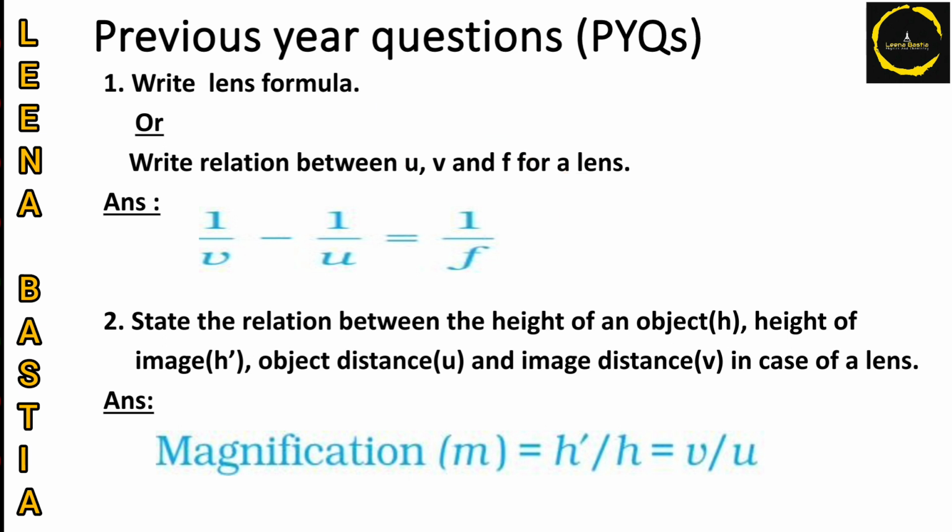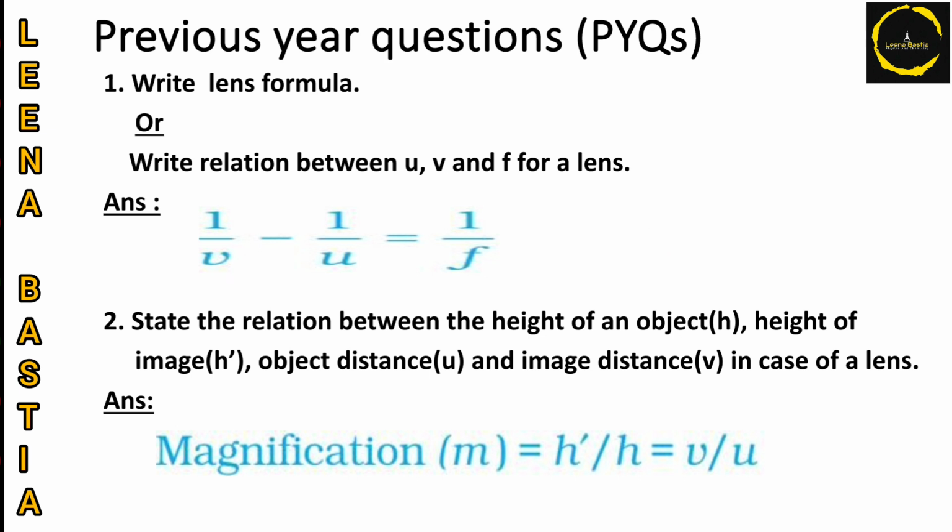Just now we had studied the formula, 1 by V minus 1 by U equals 1 by F. Here you can also write what V, U and F are. V is the image distance. U is the what? Object distance. You can say that V is the image distance from the lens, U is the object distance from the lens, and F is the focal length of the lens. Is that clear? Children, let us move on to the next question.